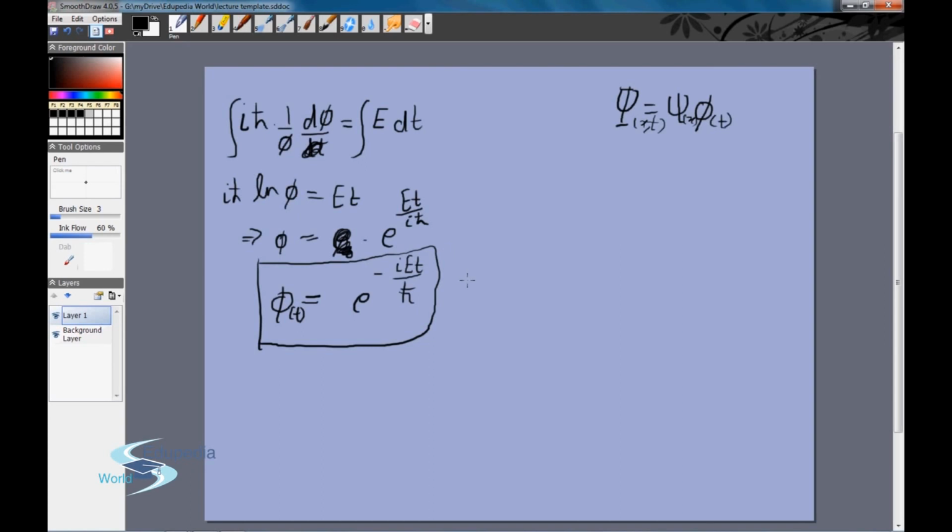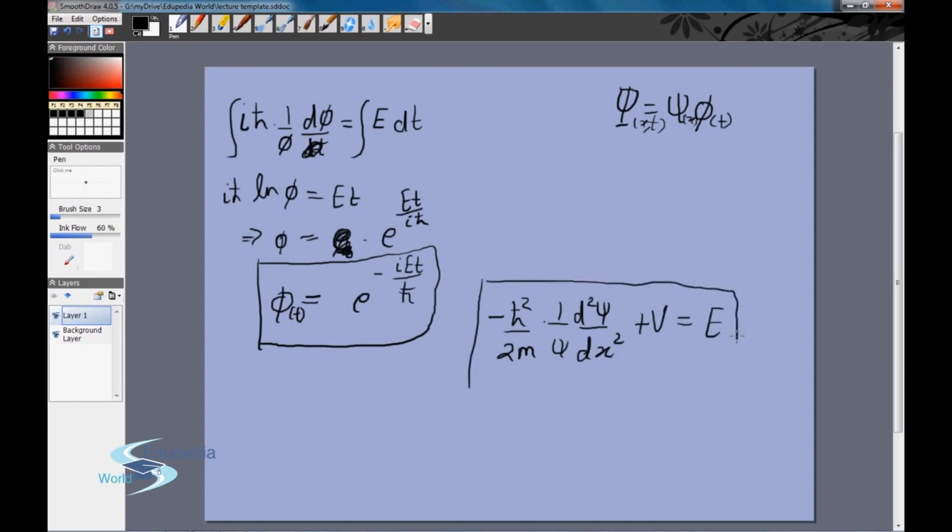And for that we have the equation minus h square by 2m, 1 by psi, d2 psi by dx squared, plus V is equal to E. This is what is called the time-independent Schrodinger equation, which is derived from the basic Schrodinger equation because there is no time term here. Now this, we cannot go any further with this until we know what V of x is.